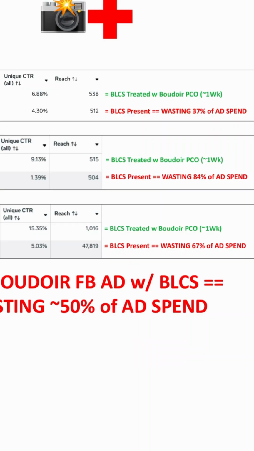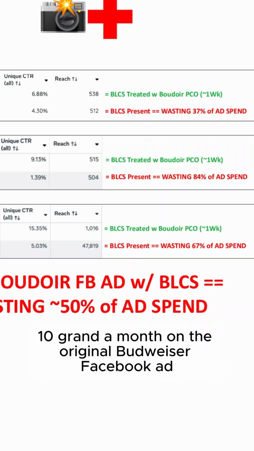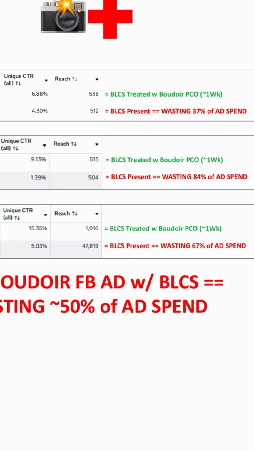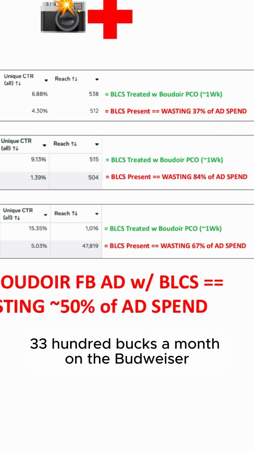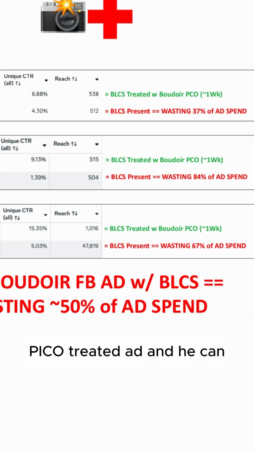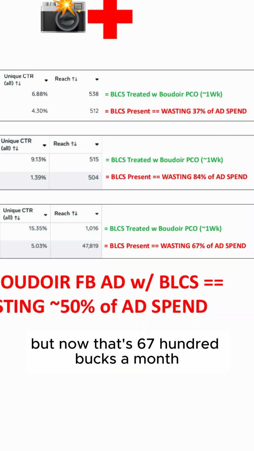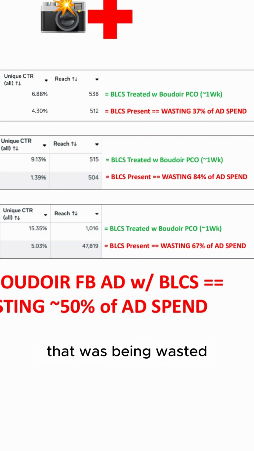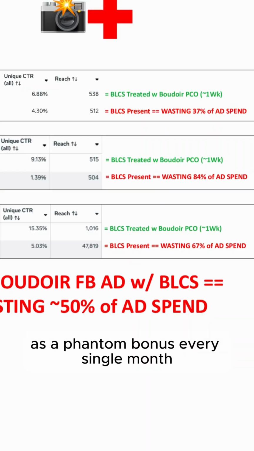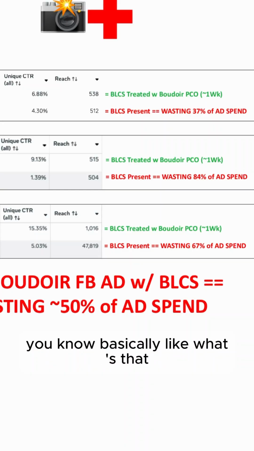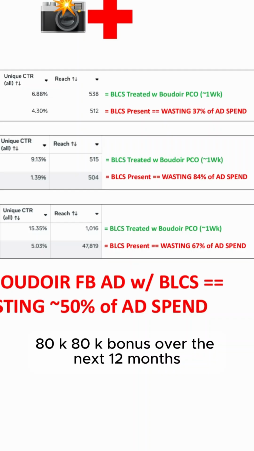And as a result, if you spend 10 grand a month on the original Boudoir Facebook ad, then now he only has to spend 3,300 bucks a month on the Boudoir Pico treated ad, and he gets the ad into the same number of women's brains in both scenarios. But now that 6,700 bucks a month that was being wasted is eliminated, back in his pocket. He doesn't have to spend it, a phantom bonus every single month. Basically like, what's that, 80K? 80K bonus over the next 12 months.